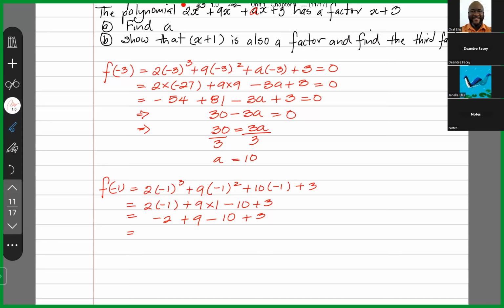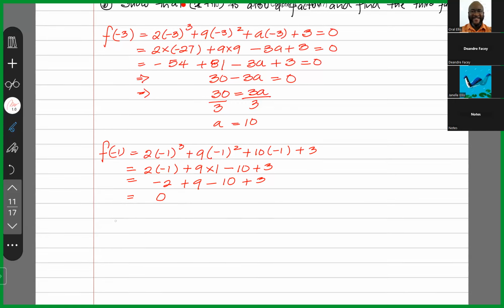9 plus 3 is 12. Minus 2 minus 10 is minus 12. 12 minus 12 is 0. So therefore, x plus 1 is a factor.